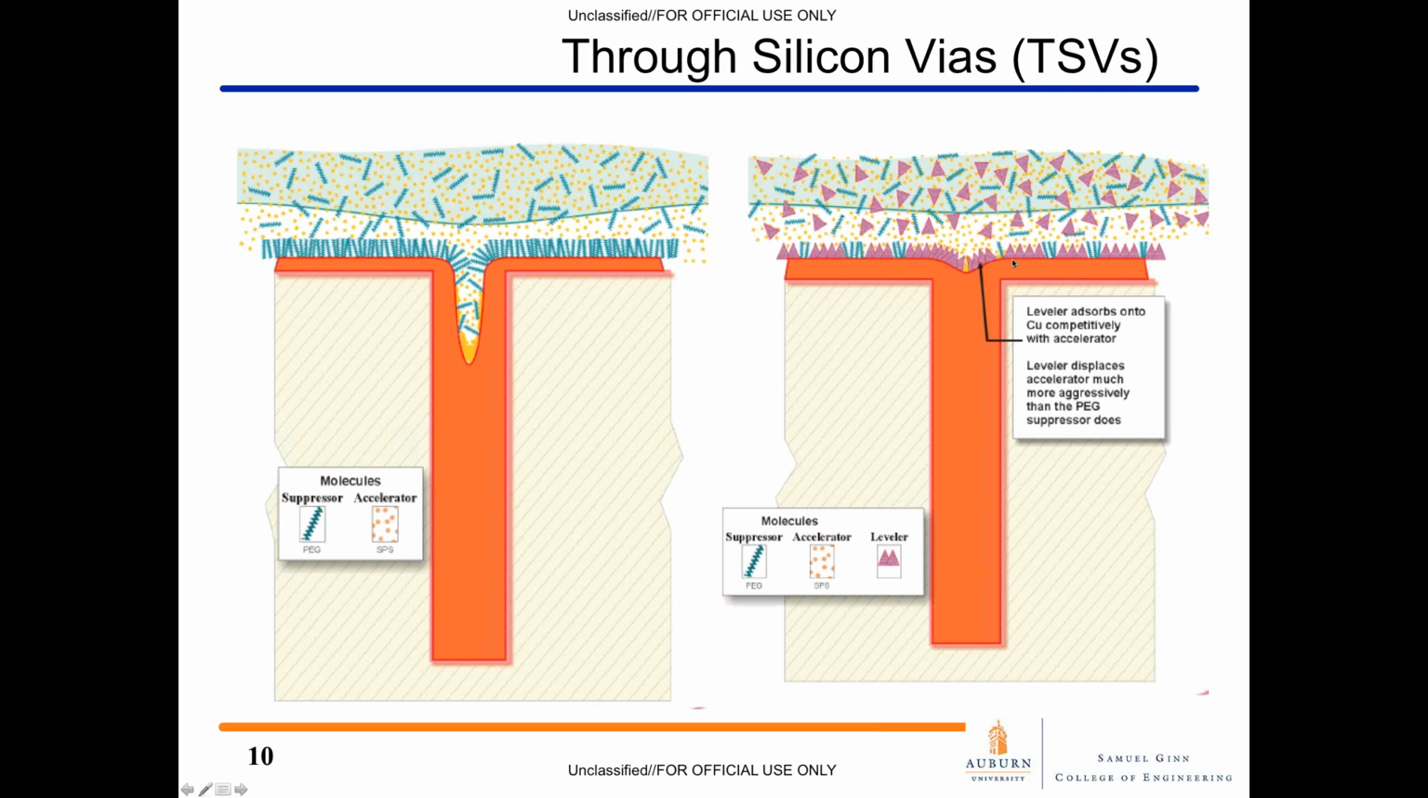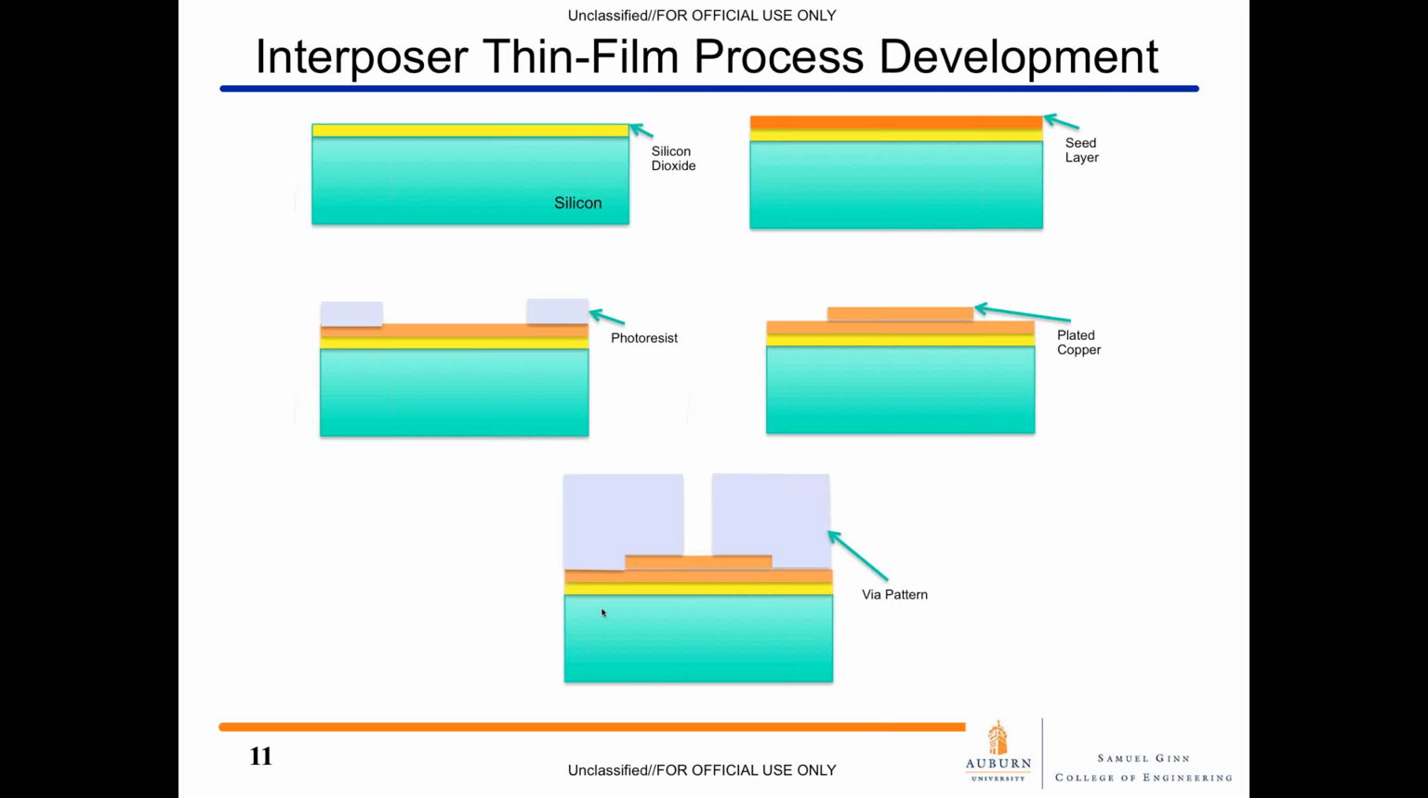And then as a final step, you'll add some leveler that will keep that very concentrated accelerator from causing a bump in the surface. And I'll show you in the next slide what a bump looks like. And so that's how they do the TSVs, and there's a lot of research, and we've done a lot of research in this area, and a lot of research actually in the chemical analysis of keeping the additives at the right levels so that you can do this process on a repeatable basis.